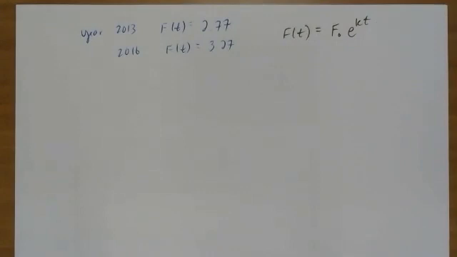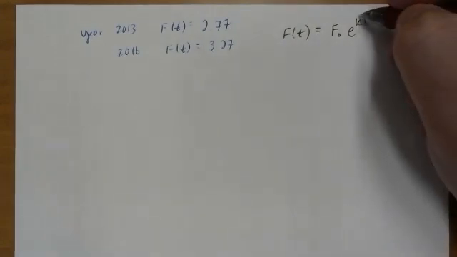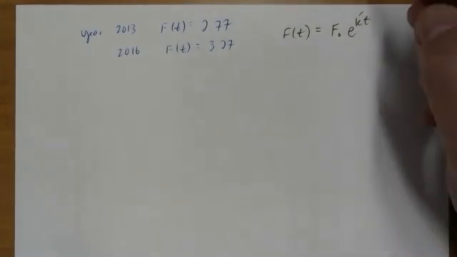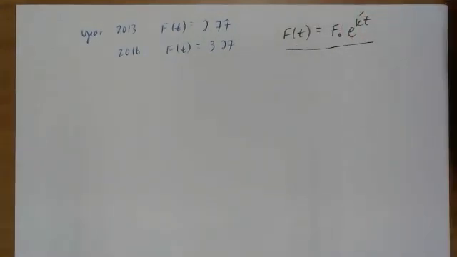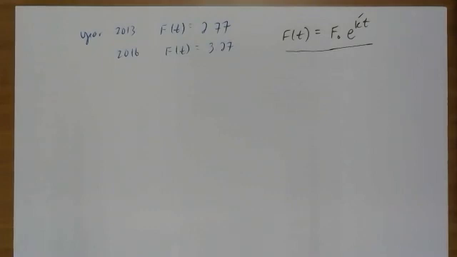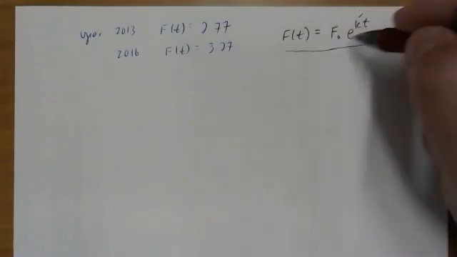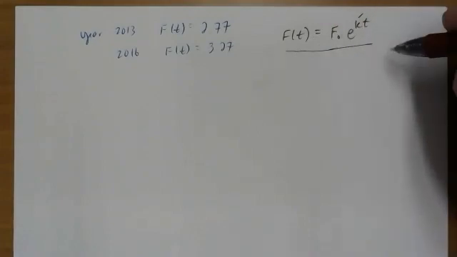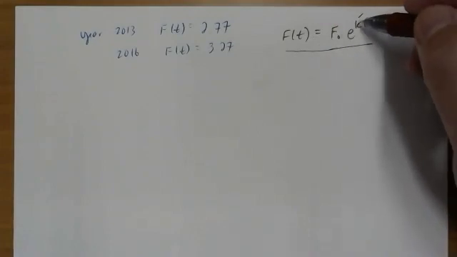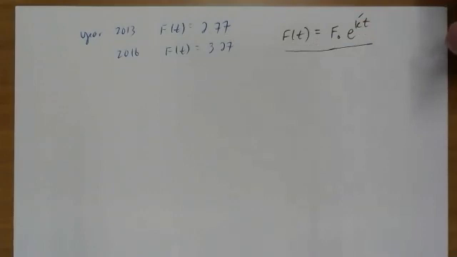Now they really ask us to find 2 things. They ask us to find k, but then they ask us to find this whole function. So really, it's the same thing. If they ask us for the whole function, I would have to find k and f naught. So when they say find the function, I would have to find k anyway. It's like they're repeating themselves.